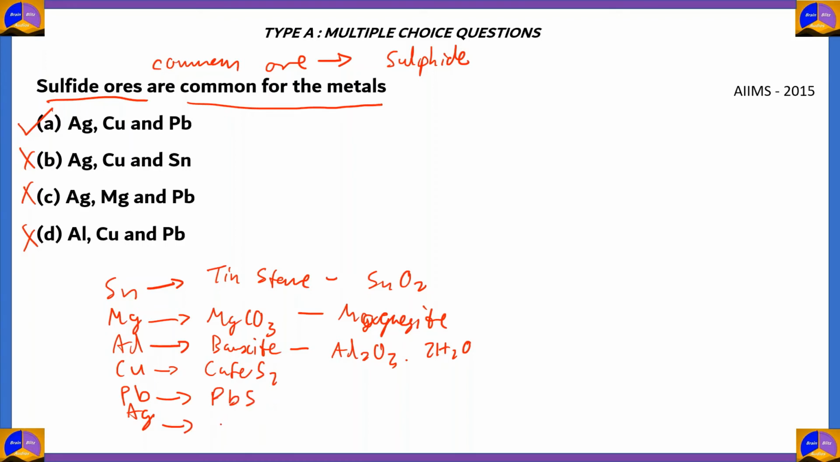For silver, it is Ag2S, which is known as argentite or silver glance. So these are the common sulfide ores. So that's why option A becomes the right option.